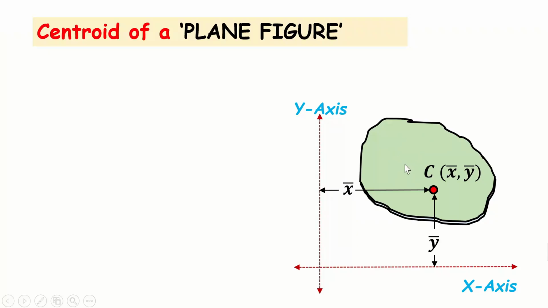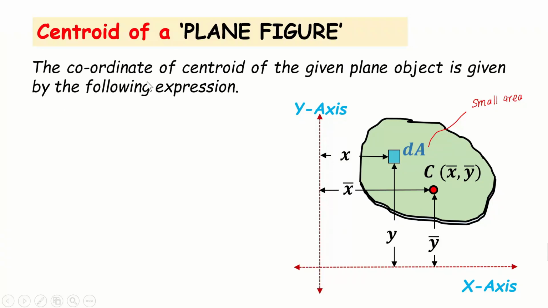We will take a small area here, dA, and this area dA is very small, or infinitesimally small. Okay, and we find its location with respect to the y and x axes. From the y-axis it is at distance x, and from the x-axis it is at distance y. So I have taken a very small, infinitesimally small area in the given plane object, and I have found its location with respect to the x and y axes.